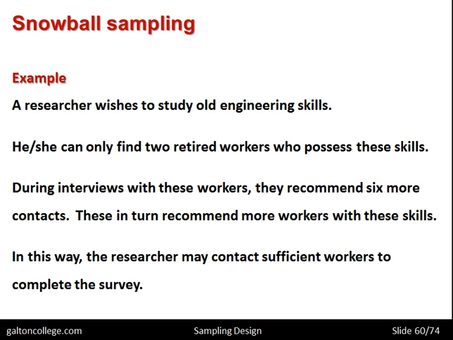The example could be, so for example, a researcher wishes to study old engineering skills, perhaps skills that go back 100 years. And he or she can only find, say, 2 retired workers who possess the skills. So having looked for people who did particular functions in industry using old engineering skills, they've only found 2 people. But during the interviews with these workers, they recommend 6 more contacts. The people being interviewed know 6 more who used to work with them. And these in turn recommend more workers with these skills. And in this way, the researcher may contact sufficient workers to complete the survey.